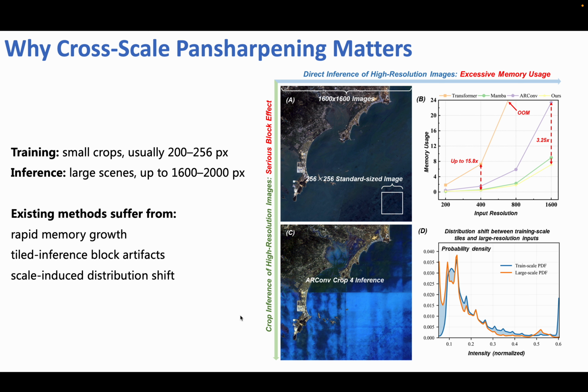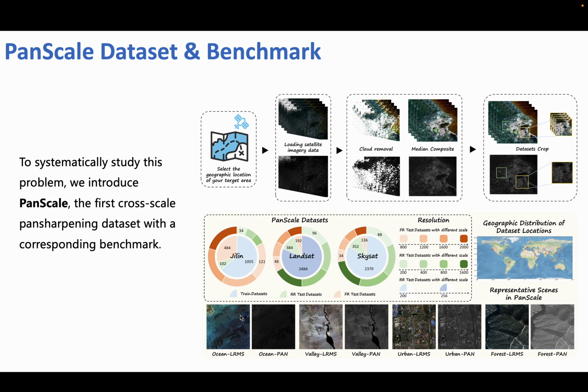Direct inference causes rapidly increasing memory cost, especially for transformer-based models. Tiled inference can reduce memory, but often introduces visible blocking artifacts. More importantly, the image statistics at small training crops and large inference scenes are different, leading to scale-induced distribution shifts and degraded fusion quality.